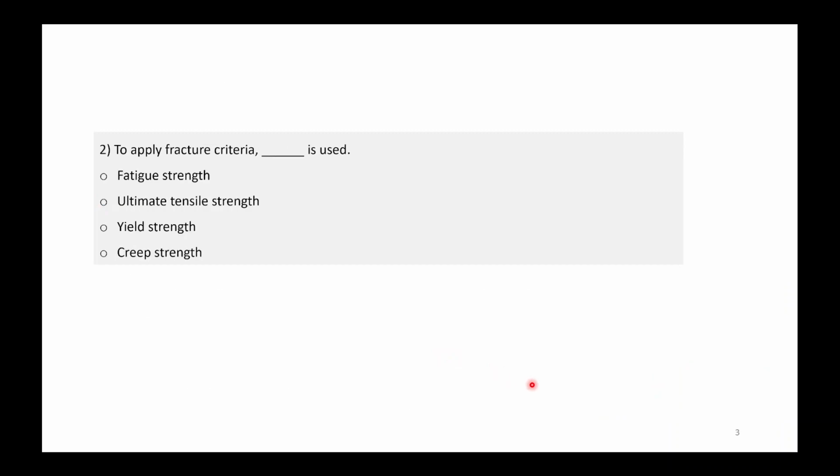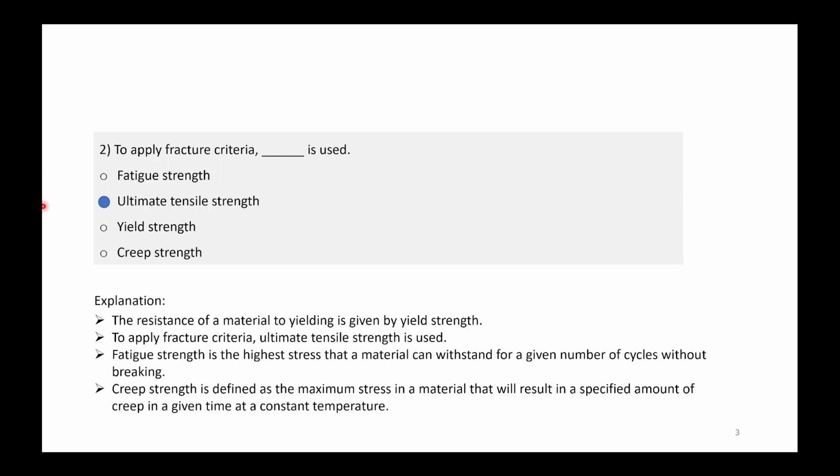Now second question is, to apply fracture criteria, blank is used. Your options are fatigue strength, ultimate tensile strength, yield strength and creep strength. Your answer will be ultimate tensile strength. In notes also you may have studied that for applying fracture criteria we'll be using ultimate tensile strength.